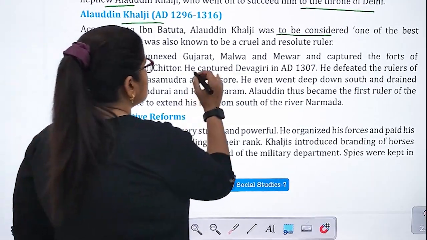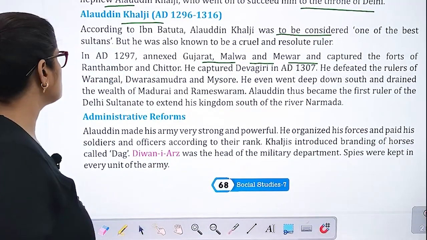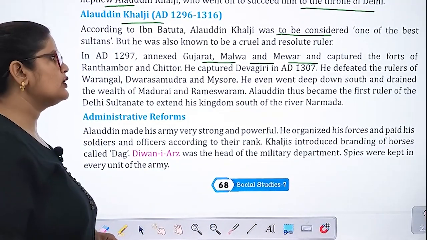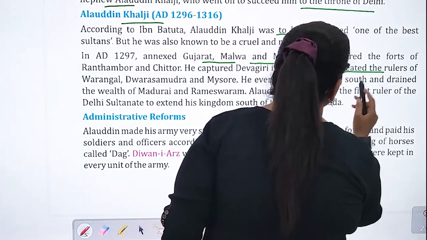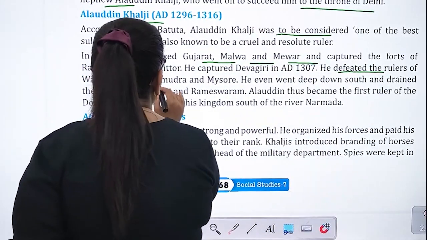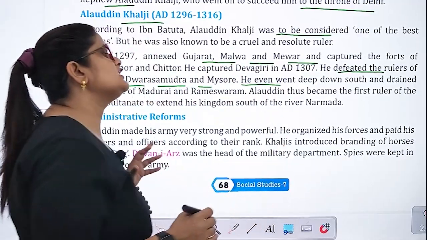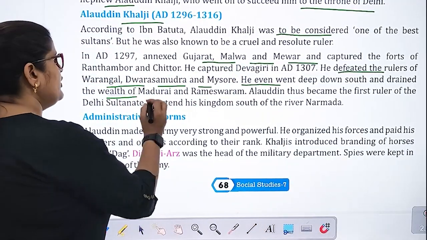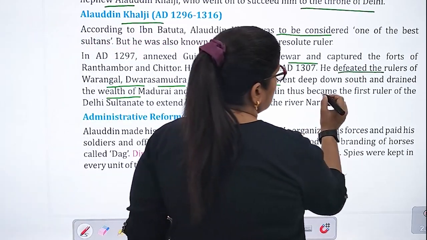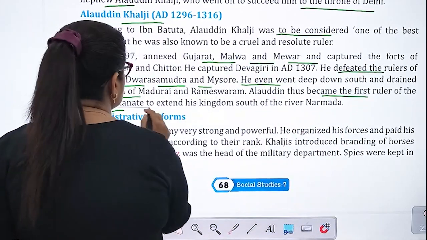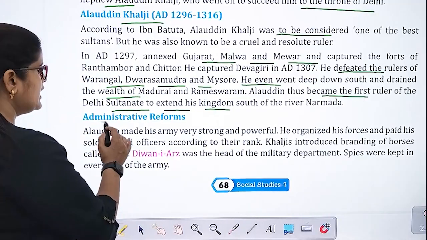In 1297, he annexed Gujarat, Malwa and Mewar and captured the forts of Ranthambore and Chittor. He captured Devgiri in 1307. He defeated the rulers of Warangal, Dwar Samudra and Mysore. He even went deep down south and drained the wealth of Madurai and Rameswaram. So Alauddin thus became the first ruler of the Delhi Sultanate to extend his kingdom south of the river Narmada.